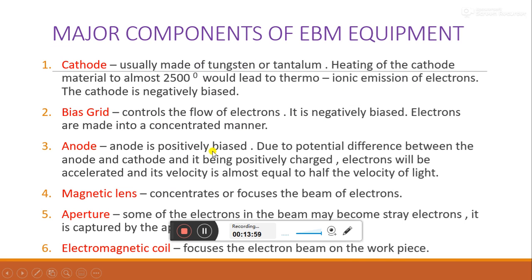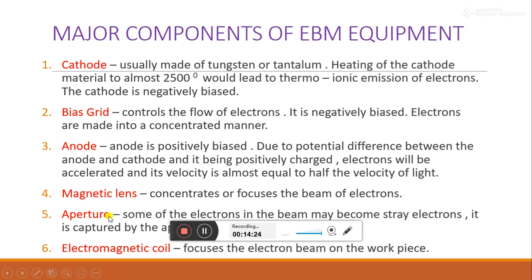Then the anode is positively biased. Due to the potential difference between the anode and cathode, electrons, since the anode is positively charged, will be accelerated, and their velocity is almost equal to half the velocity of light. Then the magnetic lens concentrates or focuses the beam of electrons.